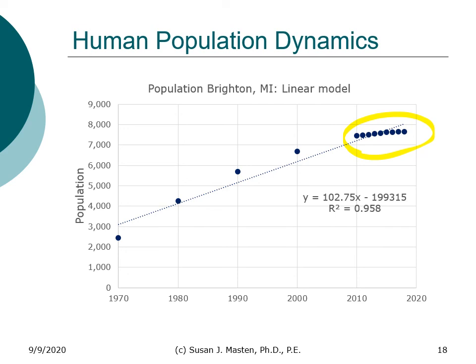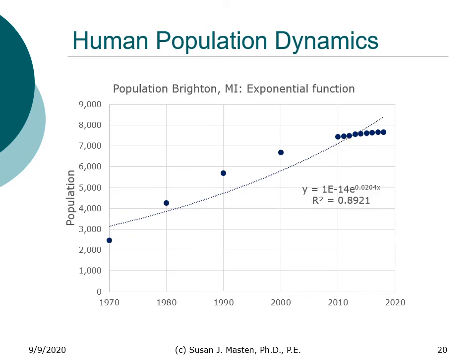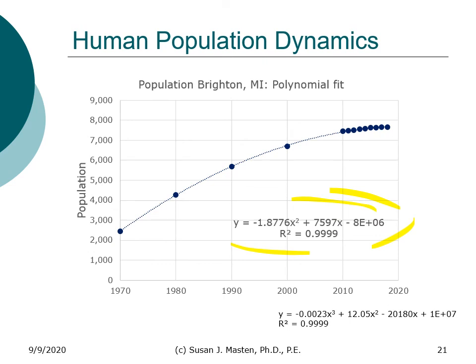And here's the linear model. It's actually not a bad fit with an R squared, but you can see it really isn't modeling this current data at all. The power function does not work very well either. It's an R squared of 0.89, not bad, not great. The exponential model doesn't fit. The polynomial model does fit, and we actually have a very good fit with a second order polynomial. However, there's no physical relationship between the model and the actual system.